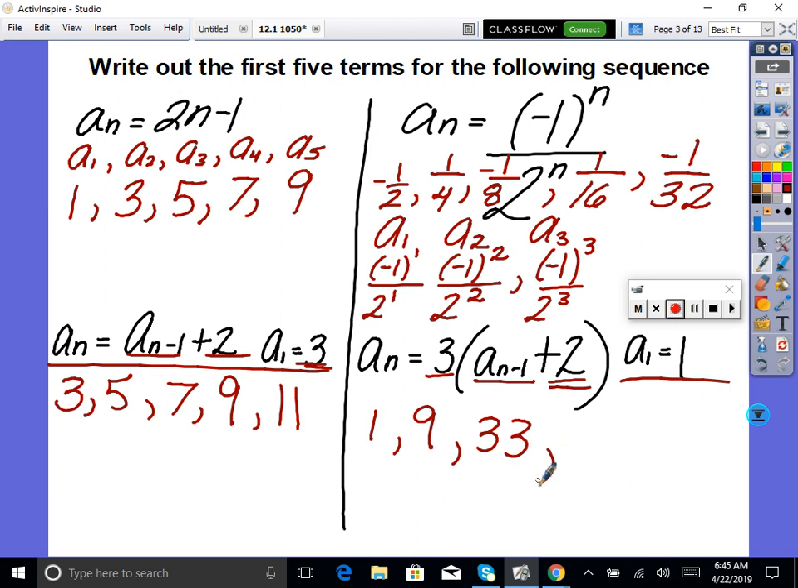Okay, let's do the next one. This says take the previous term, which is 33, add 2, so that'd be 35. 35 times 3. And so on. I think we get the picture here. Are we good with this? Okay, so these are 2 different formulas to create the same thing. You just go about it differently. One you're plugging directly in, the other one you're using the previous term.